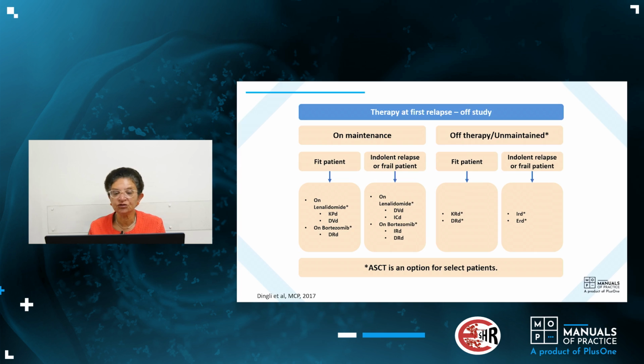How about if this is an indolent relapse or the patient is frail, cannot be exposed to very high-intensity medication? If the patient is on maintenance lenalidomide, then you think of DARA, VD, or you think of ixazomib in combination with DEXA and other treatments. If the patient is maintained on bortezomib, you think of ixazomib with Revlimid DEXA, or you think of DARA, Revlimid DEXA.